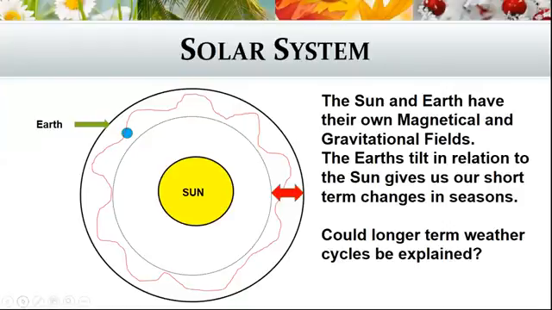But what I've just tried to illustrate here is that the Earth and the sun both have their own magnetical and gravitational fields, and the Earth's tilt in relation to the sun gives us our short-term seasons, from the summer all the way through to winter.